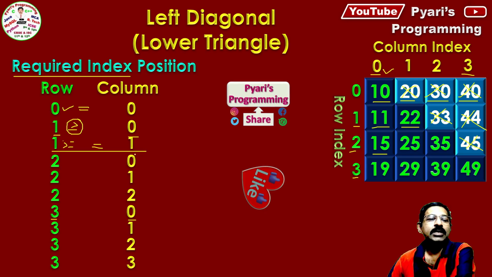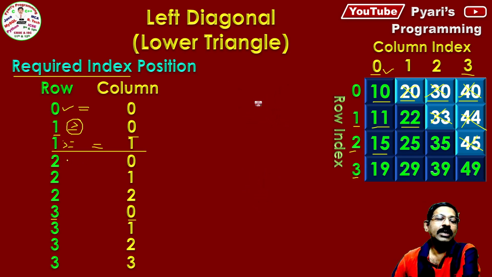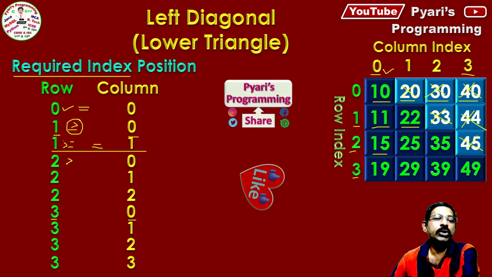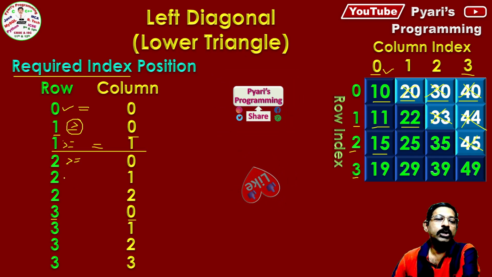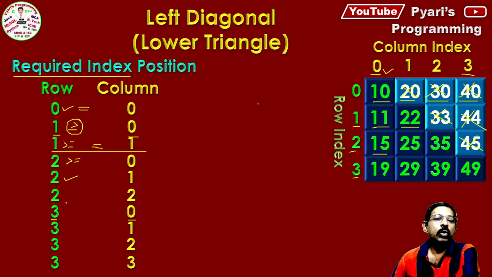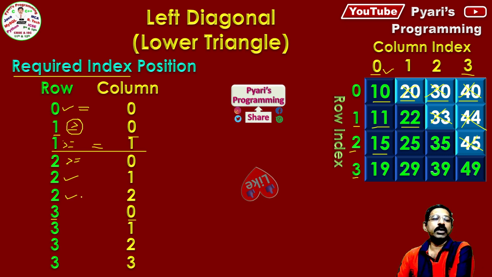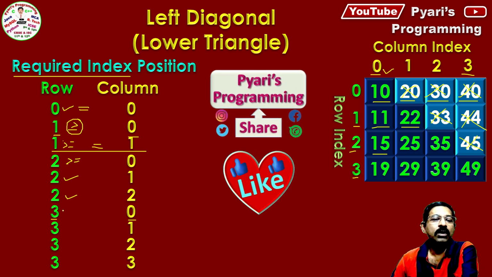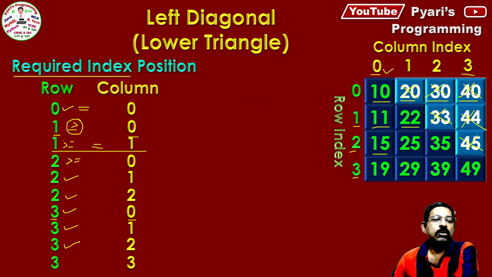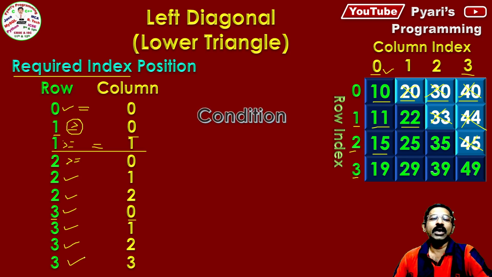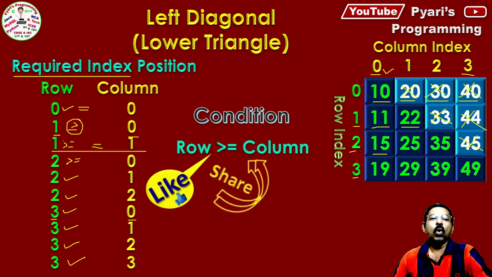Till now, let's apply this one. 2 is greater than or equal to 0. Condition is true. Required part. 2 is greater than or equal to 1. Condition is true. Required part. 2 is greater than or equal to 2. Yes, it is working. Let's check the last one. 3 is greater than or equal to 0, 1, 2 and 3. Yes, we got it. So what is the condition? That is, row is greater than or equal to column is my required index position.